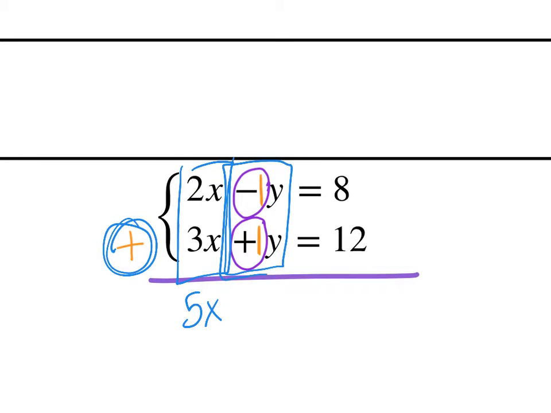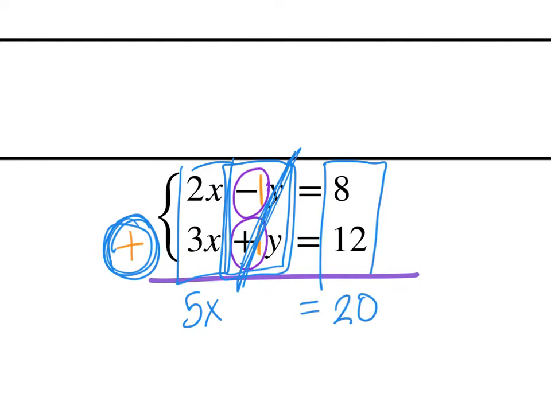We're going to add together negative 1y and positive 1y. And negative 1 plus positive 1 equals 0. That variable is eliminated. We'll bring down our equal sign, and we have 8 and 12. And again, we made the choice to add, so we have to keep adding. 8 plus 12 is equal to 20. So now we have this nice simple equation to solve. 5x equals 20. We'll divide both sides by 5, and we arrive at the result, x equals 4.